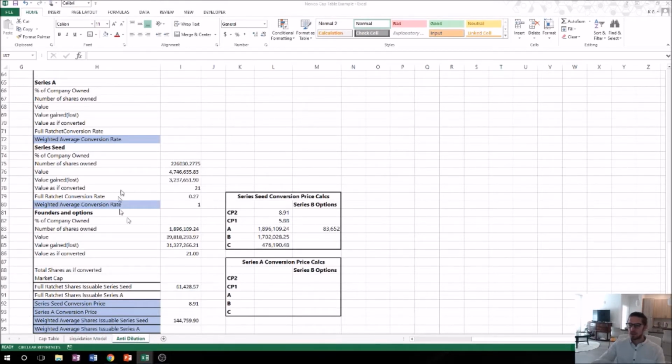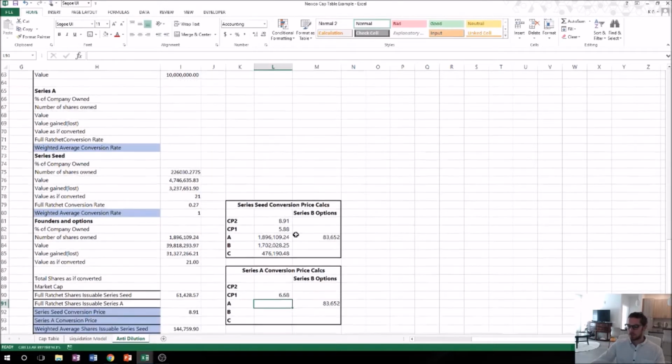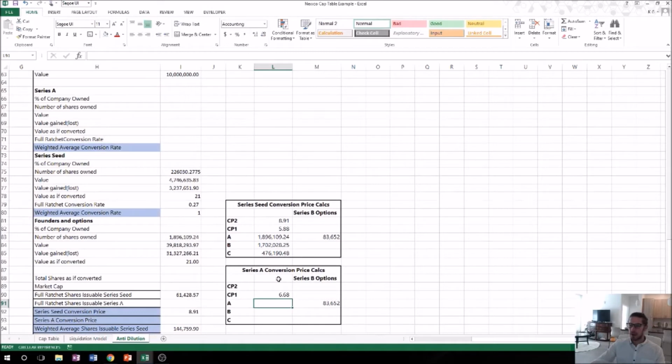The next thing we're going to do is figure out the conversion price for the Series A. So the first thing we do there is get the Series B options. And for this, since we know them, it's just going to be the 83,652. For CP1, what we're going to do is reference the share price at which Series A was issued. So it's a little bit different from above, from the Series Seed. For A, we're going to have the same number as above, so we're just going to use that as our reference cell. And for B, B is a different number because we're dividing by a different CP1.